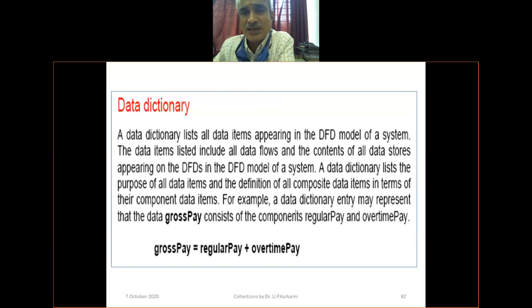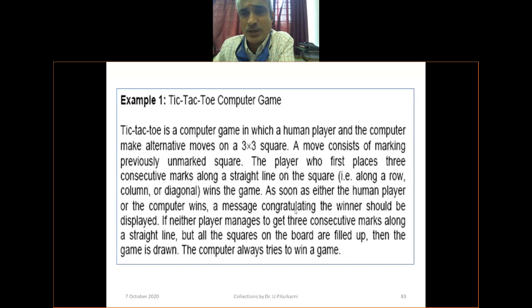Now consider one example, tic-tac-toe, a computer game. You know tic-tac-toe is a computer game in which a human player and the computer make alternate moves on a 3 cross 3 square. A move consists of some marking, and the squares are marked from 1 to 9, something like that. So that description is given. Now consider that with this description, you need to write a data flow diagram.